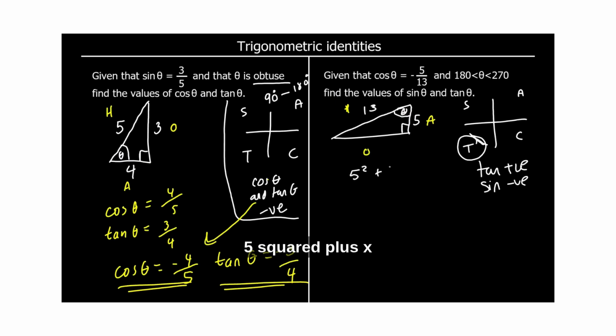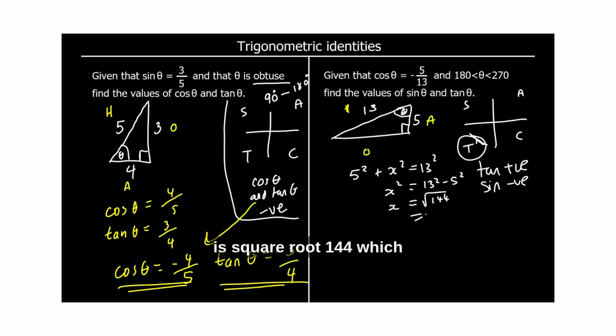So 5 squared plus x squared equals 13 squared. 13 squared, take away 5 squared. So 169 take away 25 is 144. x is square root 144, which is 12. So now we can just write down tan theta is going to be positive, and it's TOA, opposite over adjacent. And sine theta is going to be negative, and it's SOH, opposite over hypotenuse.